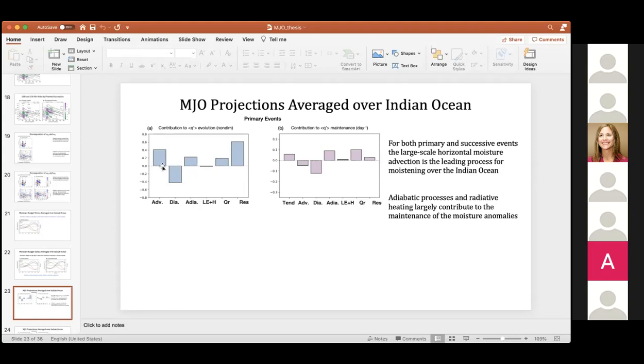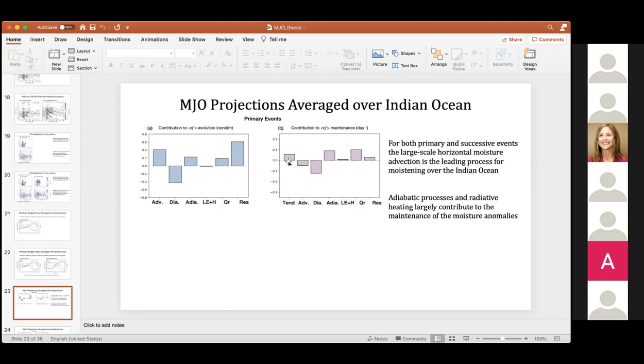for moisture evolution, with the second largest term being the adiabatic. We can also see that QR also leads to evolution, and that diabatic is one of the largest negative terms. It's important to note that this last bar here is a residual, which is extremely large, especially compared to horizontal and vertical advection, but we'll talk more about this residual later.